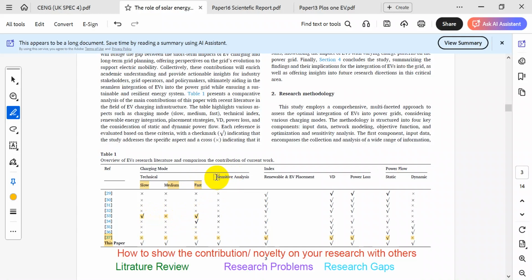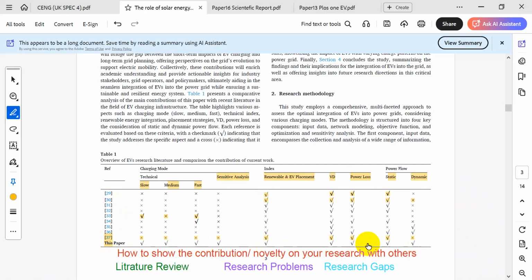So they consider another feature also, sensitivity analysis. They consider renewable energy and PV placement. They consider voltage deviation. So they have different objectives, different indicators. Based on different indicators and objectives, they compare with the other papers. For example, this paper does not consider this objective or this indicator or these features. It only focuses on this and these three. Another paper focuses on this and this. And the current paper, this paper considers all of them.